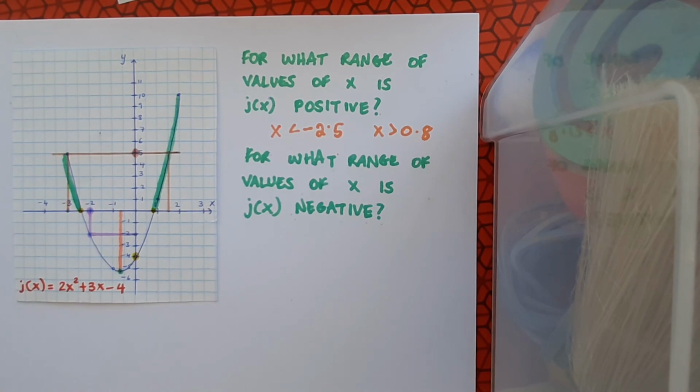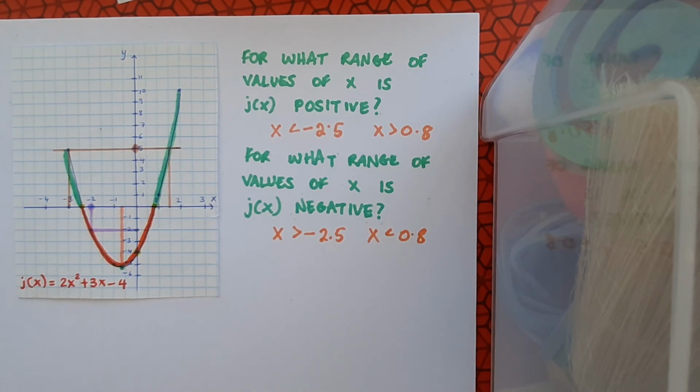Okay, so then for what range of values of x is j of x negative? Well, what does that mean if it's negative? Negative means that I'm looking below the x-axis. And I'll be using the same number values again, -2.5 and 0.8. This time I'm going to say x is greater than -2.5 and x is less than 0.8. And again, because it's one region, I can run these together in the answer if I like.